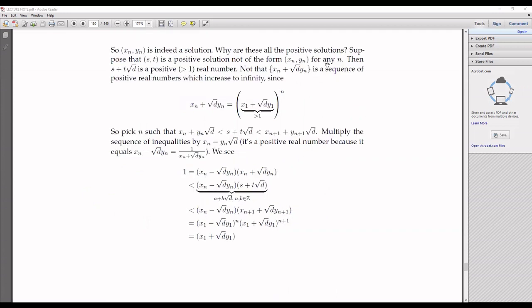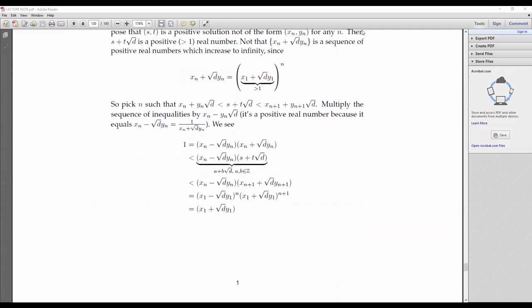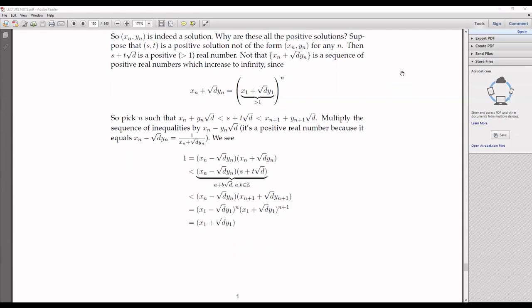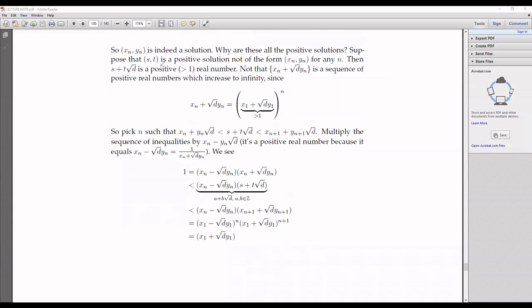Now the main part. We have to prove that all the solutions must be of this form for some n. How can we do that? First of all, they claim we are going to produce a contradiction. Let's assume s, t is a positive solution, but not of this form for any n. Then they're claiming that this is positive. Why is this positive? Basically, this is greater than 1.